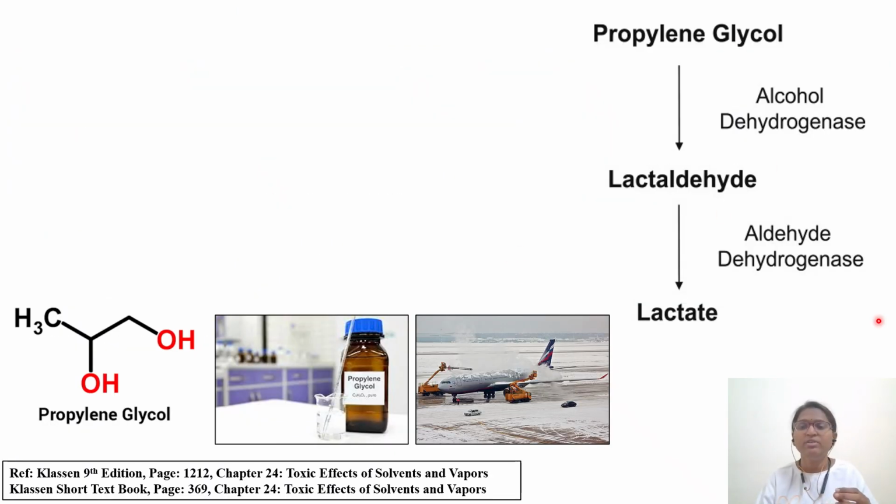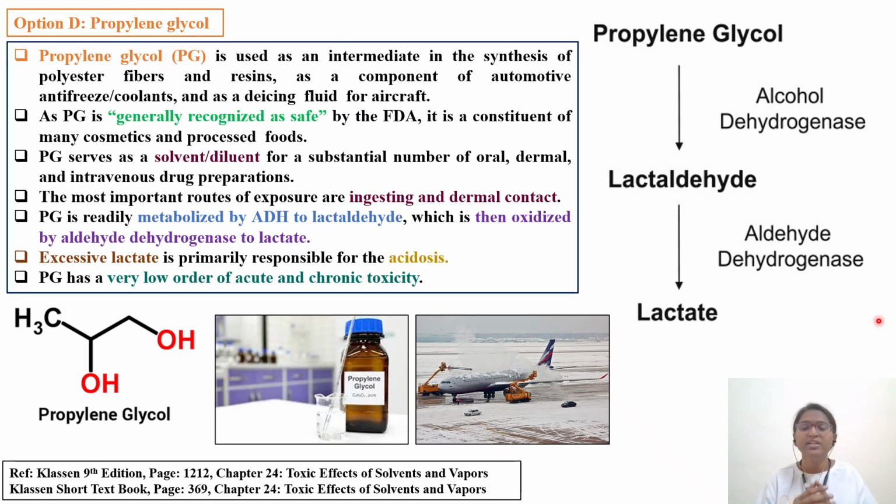Okay, so now we'll see option D. Option D was propylene glycol. So propylene glycol is also not an unintentional food additive. So we'll understand some information with respect to propylene glycol.